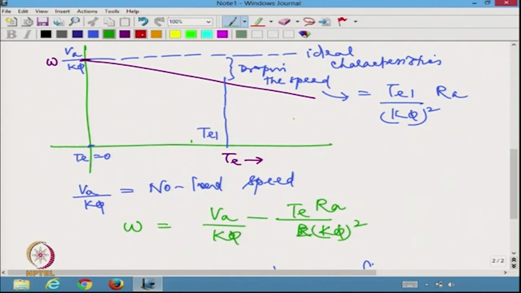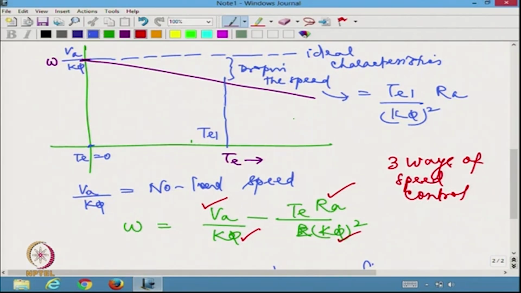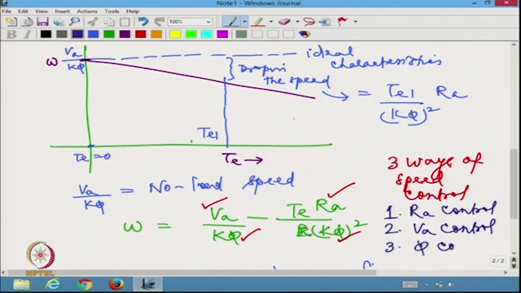So, I have totally 3 variables that I can change: either VA I can change, or phi I can change, or RA I can change. So, these are the 3 ways of speed control in a DC motor. The first method is RA control, the second method is VA control, and the third method is flux control. So, these are the 3 methods of DC motor speed control.